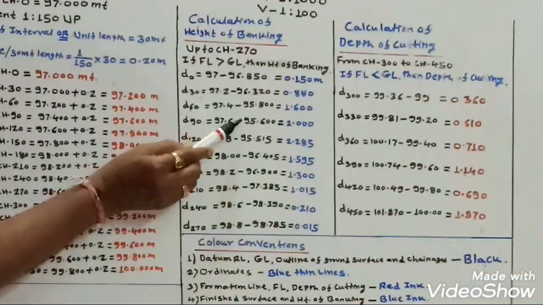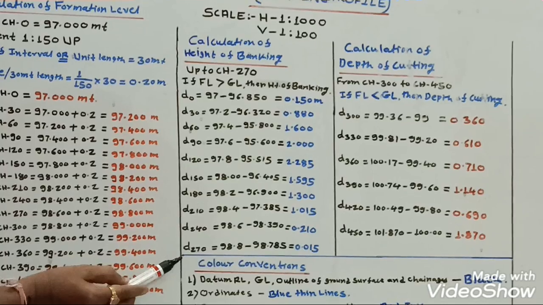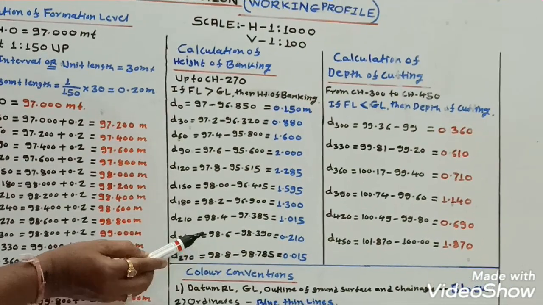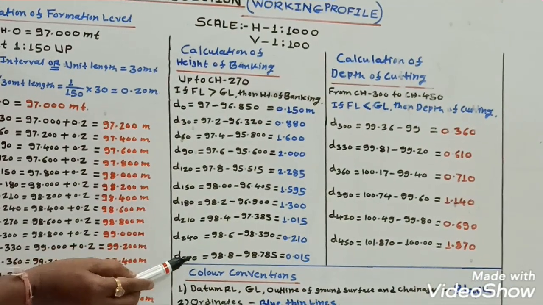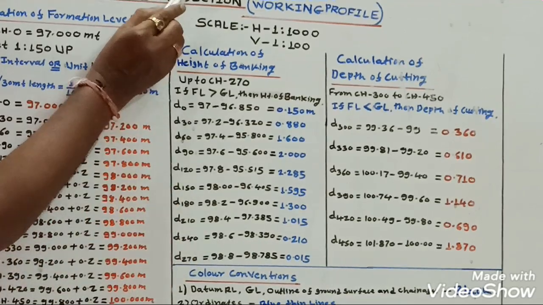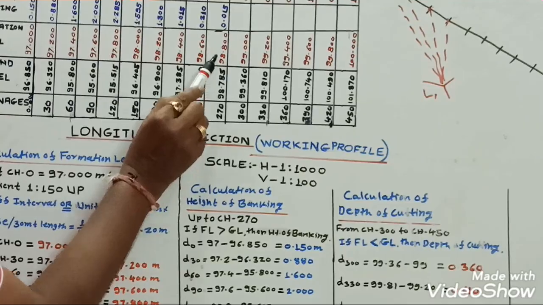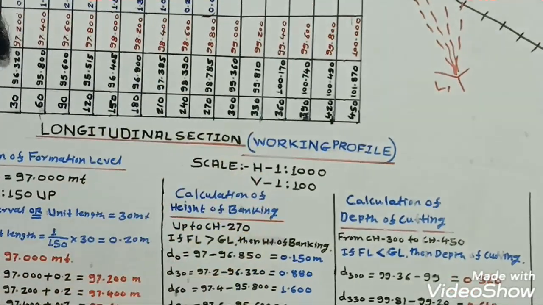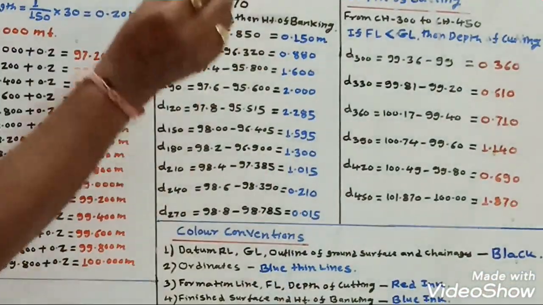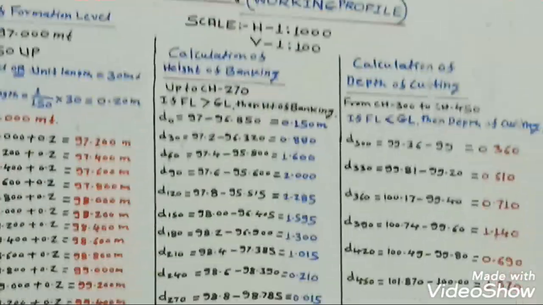Like this, all the formation levels are calculated up to 270 chainage. There is height of banking, that is this. Here 98.8 minus 98.785, you will get 0.015 meter depth of banking. Here we have to fill up the soil.